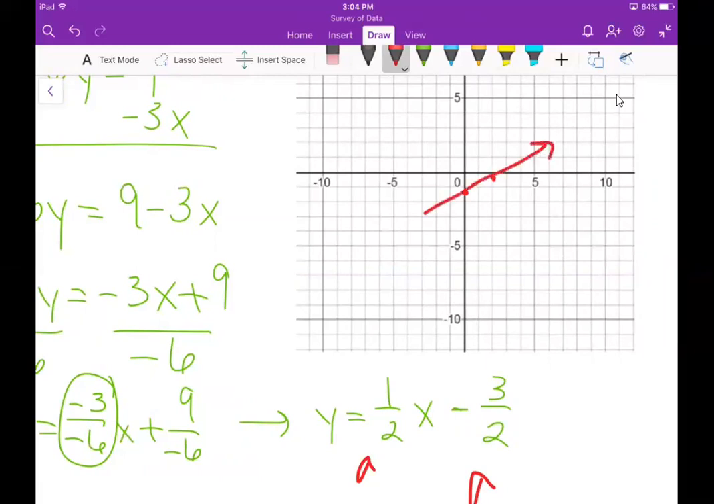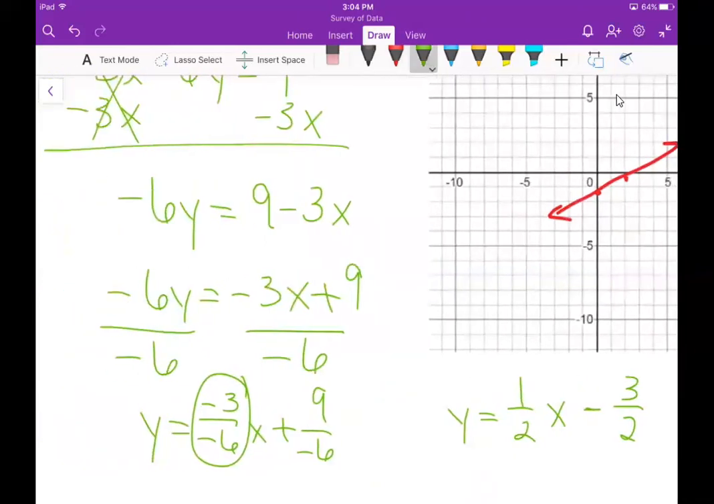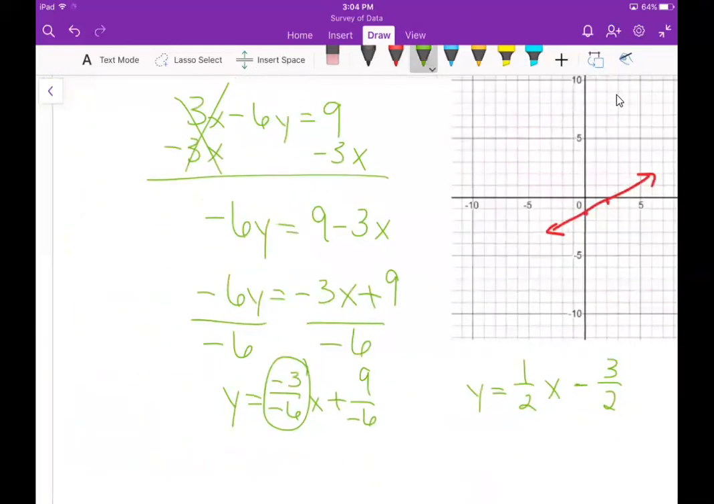Okay? It's a little bit harder to graph that since we had kind of a weird y-intercept. Hopefully that didn't confuse you too much. But you get the idea here. We've solved for y by following those steps to move terms around and get it up by itself.